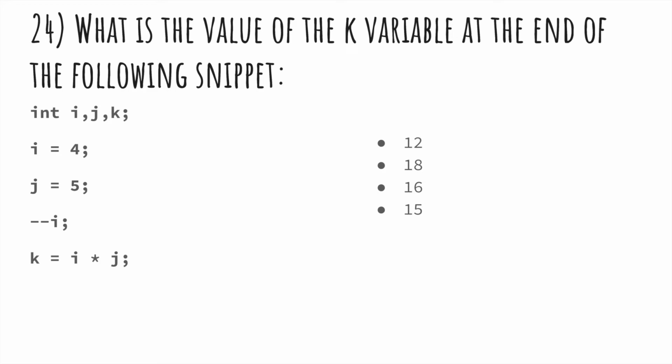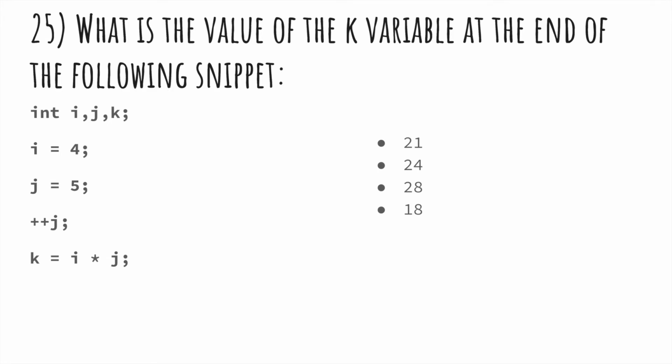What is the value of the variable k? Well, i is 4, j is 5, then minus minus i, that means subtract 1 from i, so i is now 3, so 3 times 5 is 15, and that is your answer.